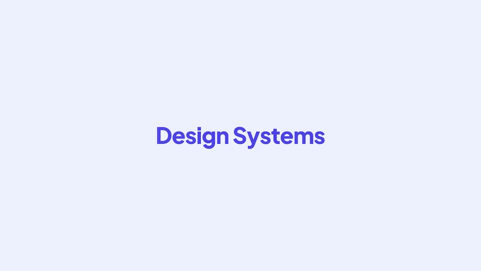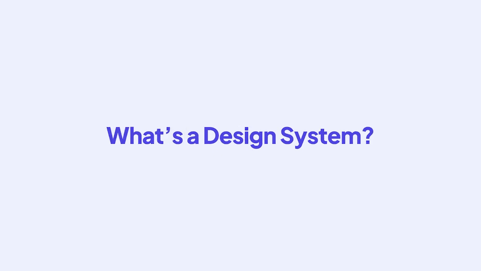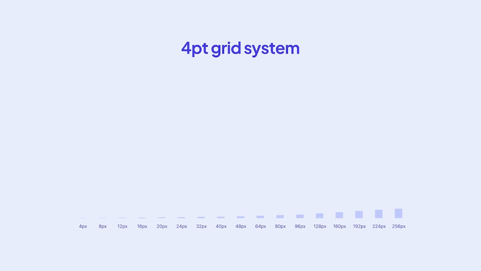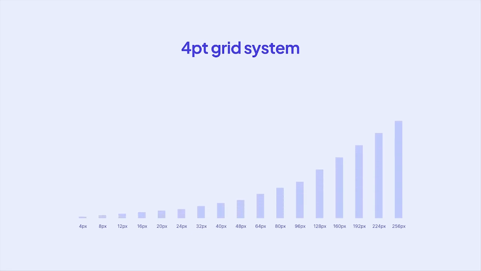In this video, we are going to talk about design systems and why they are crucial for UI design projects. What's a design system? A design system is like a toolbox for designers and developers. It's a collection of ready-to-use design components, guidelines, and principles that help maintain consistency and efficiency in the design process.